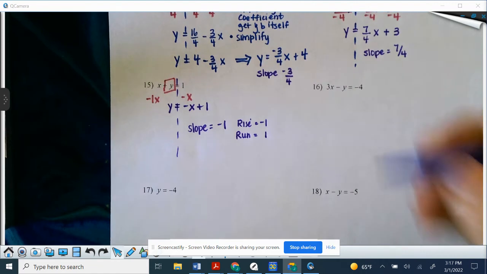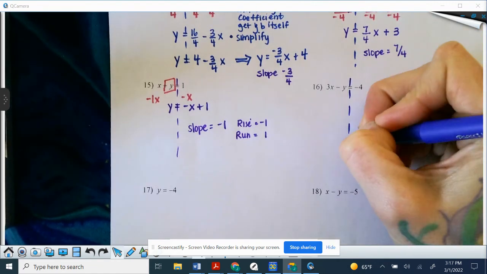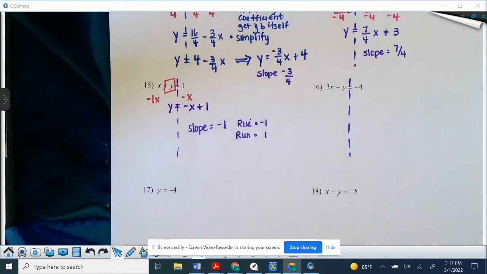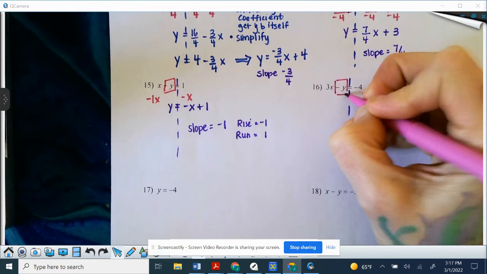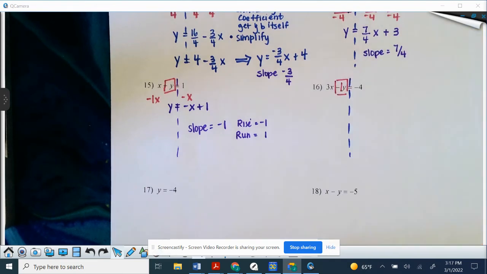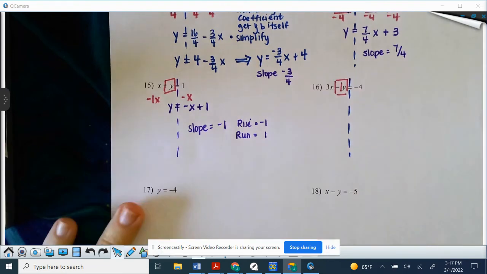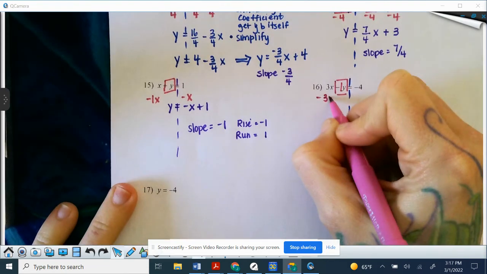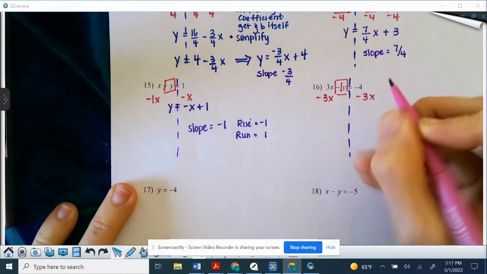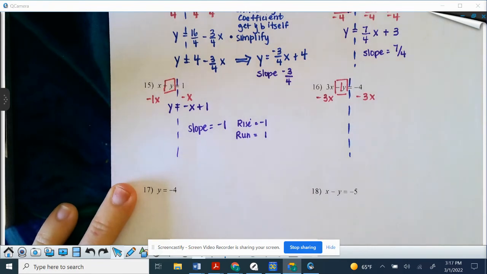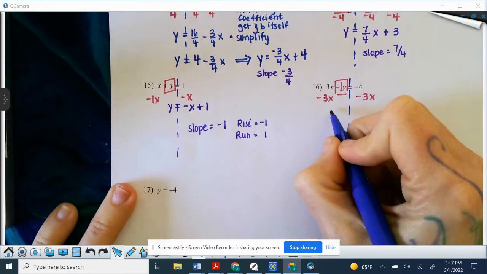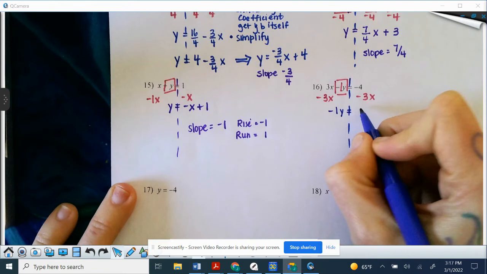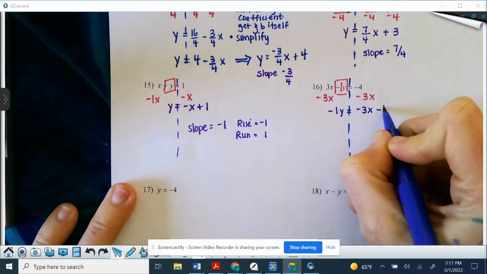Number 16, divide. You have a negative y. Make sure this is where, if I were you, anytime you see a variable without a number in front of it, it's good practice just to put a 1 so you don't lose it and don't think it's not a thing. So negative 3x, to move it, we subtracted because that was a positive 3x. And that has a negative 1y equals a negative 3x minus 4, because that's a negative 4.